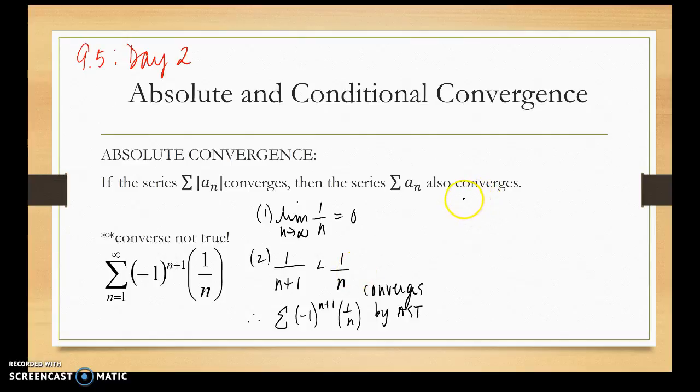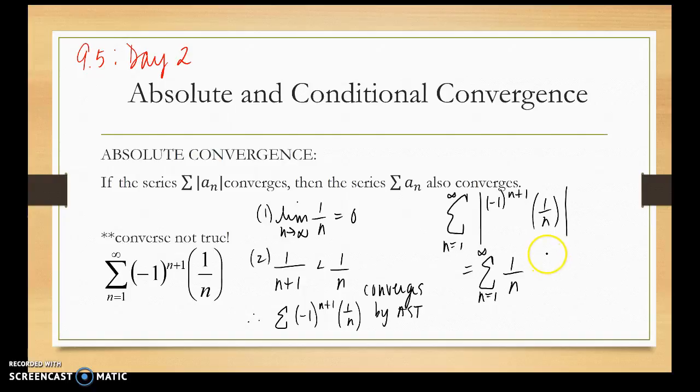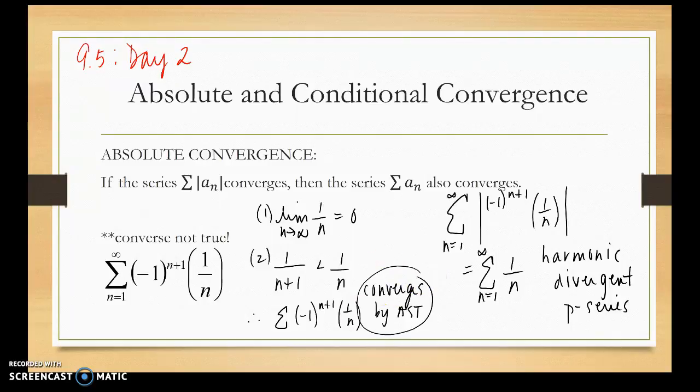Now let's look at the absolute value of the series. So the absolute value of this, remember what the absolute value does, obviously, makes all those negative terms positive. So this just becomes the series from 1 to infinity of 1 over n. Well, 1 over n, that's our harmonic series. And our harmonic series is a divergent p-series. Okay. So the alternating harmonic series converges. We just proved that by the alternating series test. But when we take the absolute value of that, it's the harmonic series which itself diverges.